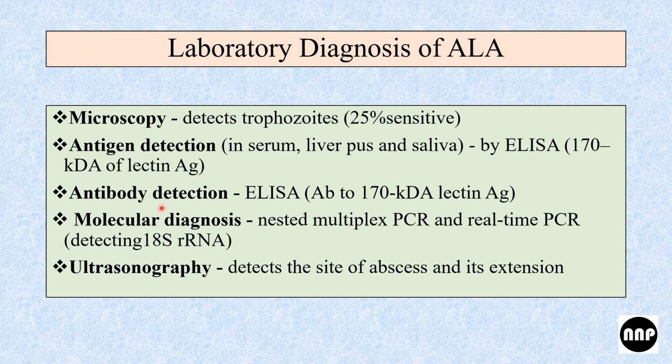antibody detection. Antibody detection in serum is much more useful in case of extraintestinal amoebiasis than in intestinal amoebiasis. So here we use ELISA. Molecular diagnosis, we can use nested multiplex PCR and real-time PCR. Then we have ultrasonography. In this we will be detecting the site of the abscess and its extension. So: microscopy, antigen and antibody detection, molecular diagnosis and ultrasonography.